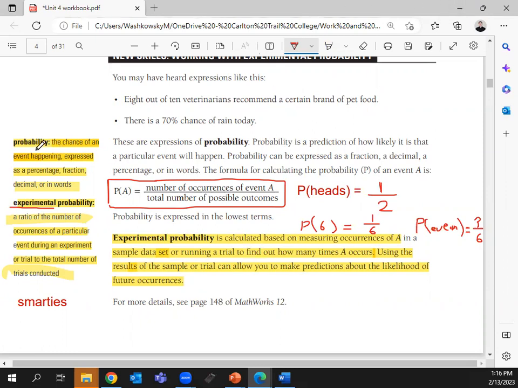Cool. So we know what probability is now. We know what experimental probability is, and we know how to calculate it in a way that the math nerds will understand how to read. Cool. And we know that we can do it as a fraction, a decimal, a percentage, or words, just like what we did above.